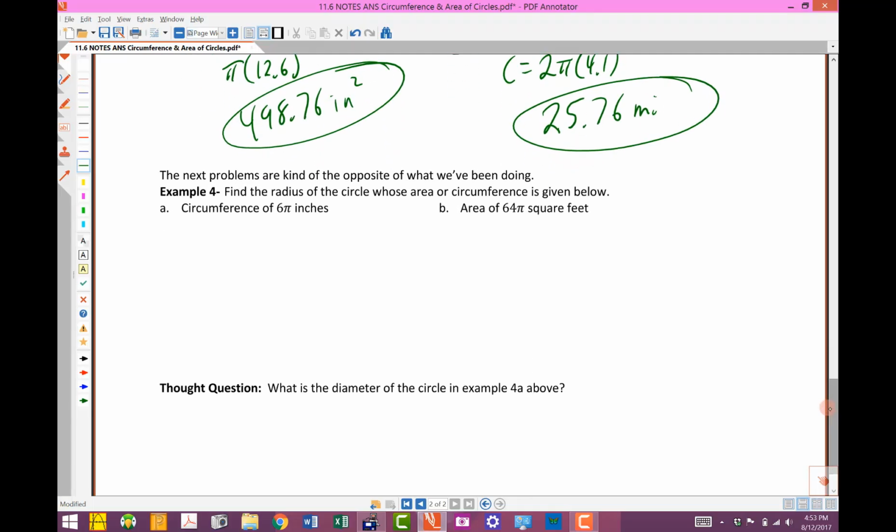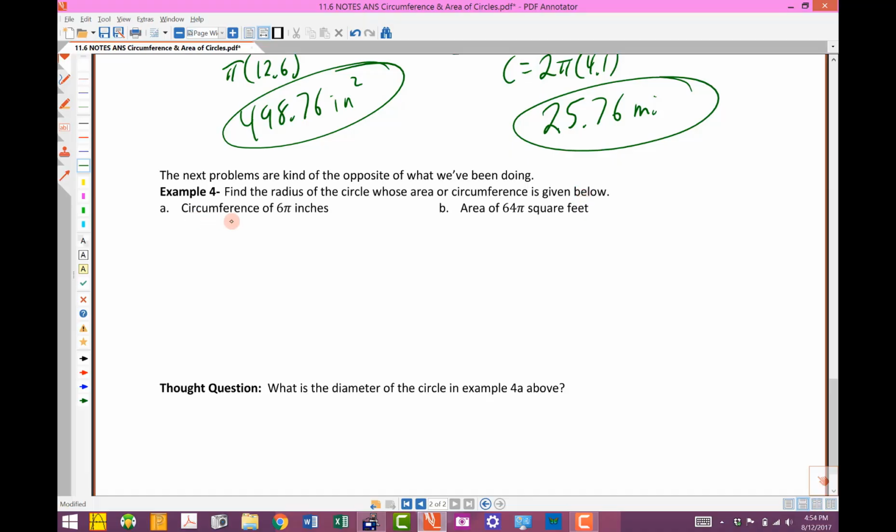Let's come down here and take a look at the last couple. The next problems are kind of the opposite of what we've been doing. It says find the radius of the circle whose area or circumference is given below. So they're going to give us the answer, and we need to back up and find out what the radius is.